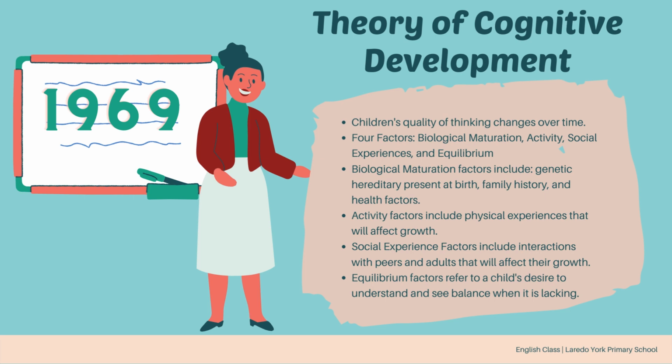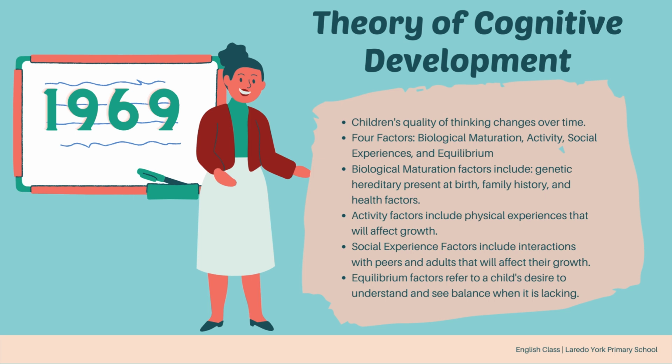Social experience factors include interaction with peers and adults that will affect their growth. I also find this very important in both students interacting with each other and interacting with adults. I think this also touches on meaningful relationships that are essential to children's learning and sort of feelings of being safe so they can create their best learning environment.